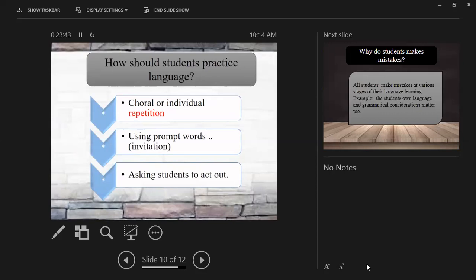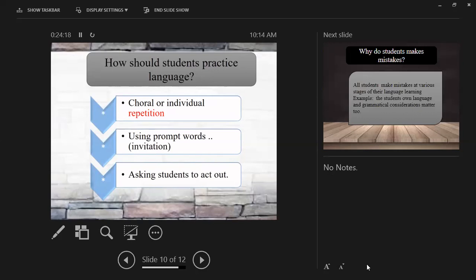Okay. And then the next is using prompt words, like kata bantu. Based on the prompt words, the students then develop their own sentences. For example, when you are teaching your students making an invitation, maybe first you provide an example by using, for example, would you like? In this case, the example is, would you like to come to my birthday party Saturday morning? Then you ask the students to repeat together, would you like to come to my birthday party on Saturday morning?